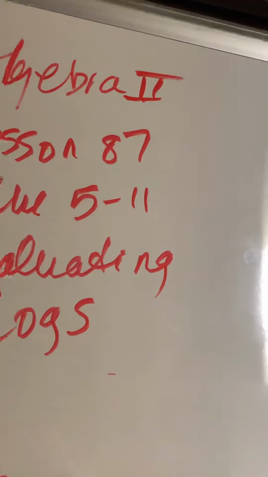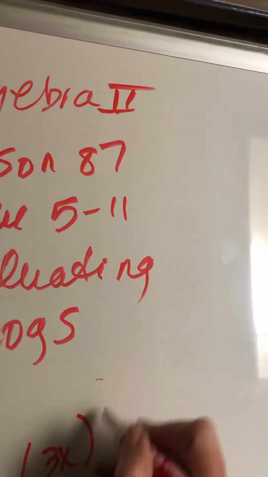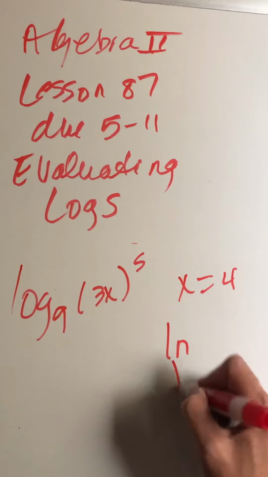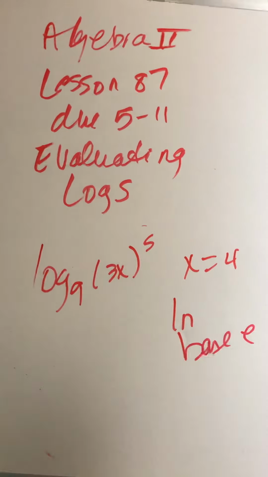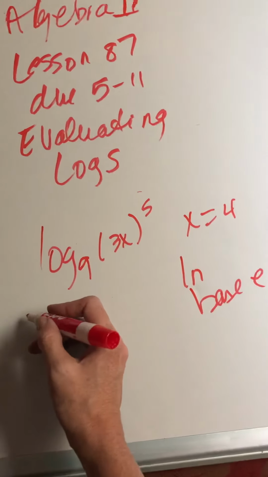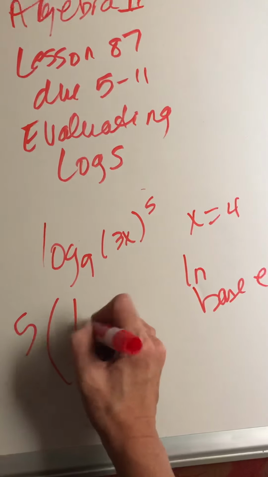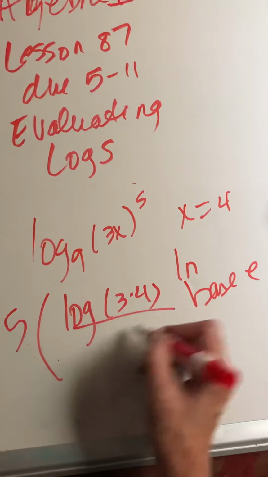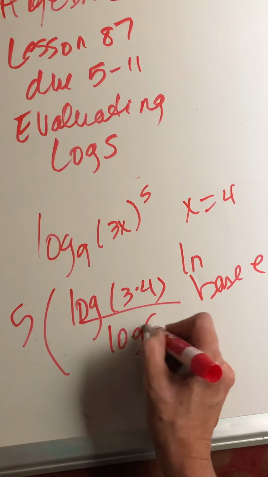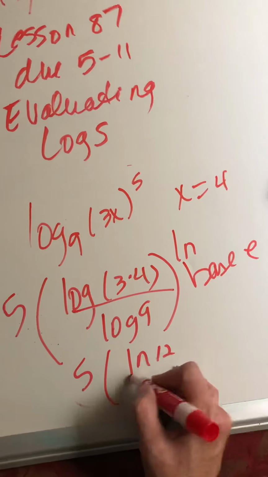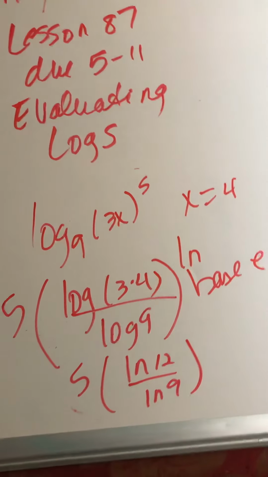Let's see. Okay, I've got log, pretty sure it's base 9, of 3x all to the 5th, where x is 4, but we're going to change it to ln. We're going to change it to a base e. Sometimes it says use ln, sometimes it says change it to a base e. Well, ln is the base e. So put 5 in the front. It'd be log of 3 times 4, I'm going to go and plug the x in, over log 9. So that would be 5 ln 12 over ln 9.